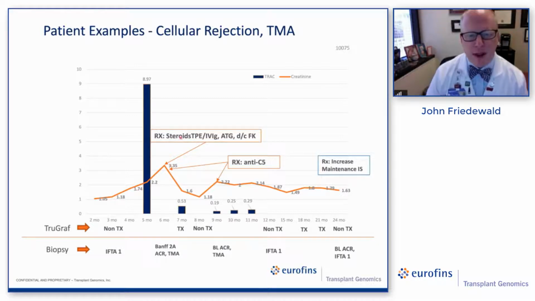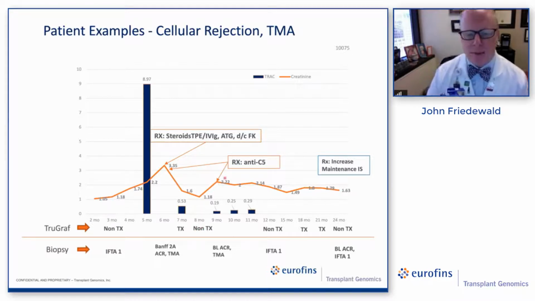The patient was treated with steroids. Because of the thrombotic microangiopathy, they were also treated with plasmapheresis and IVIG. They were given antithymocyte globulin, and their tacrolimus was discontinued, thinking that was contributing to the thrombotic microangiopathy. The patient improved, the cell-free DNA improved, and the TruGraf test went back to TX after treatment of rejection. But a month later, a follow-up TruGraf test, and I'll show you the value of follow-up testing after a rejection episode, was back to being non-TX.